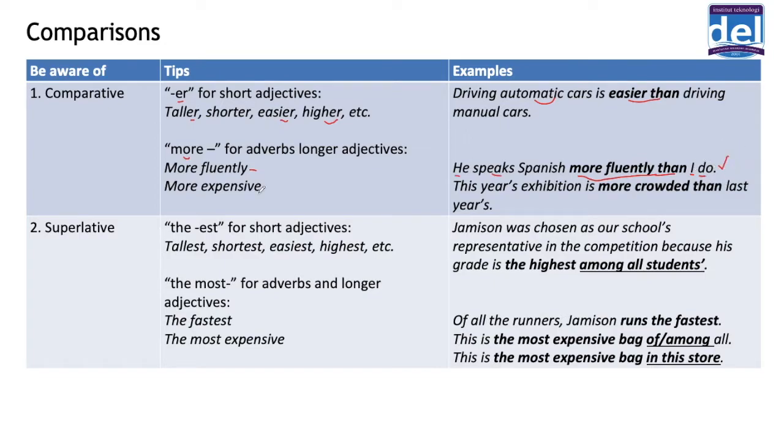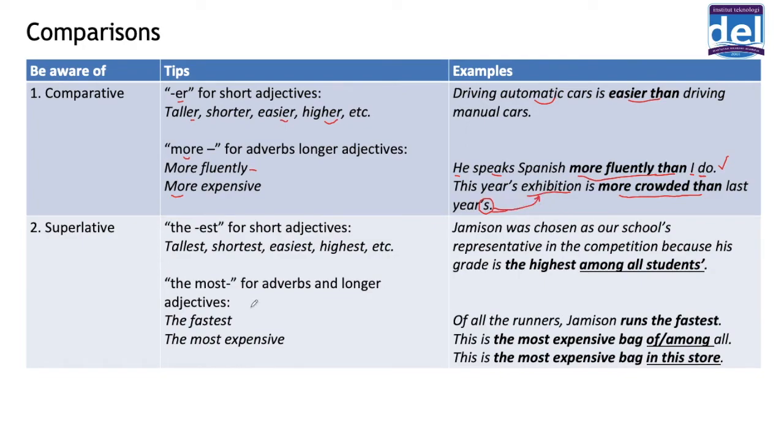And then here is one example for longer adjectives. Longer adjectives are adjectives with more than 2 or 3 syllables. For example, expensive, beautiful, interesting, difficult, and many others. So we use more expensive, lebih mahal. You see here the object which is compared is the same. This year's exhibition and last year's exhibition. Although in here we don't see the word exhibition, the use of the apostrophe means exhibition, which refers to this. Okay everyone, that is for comparative.